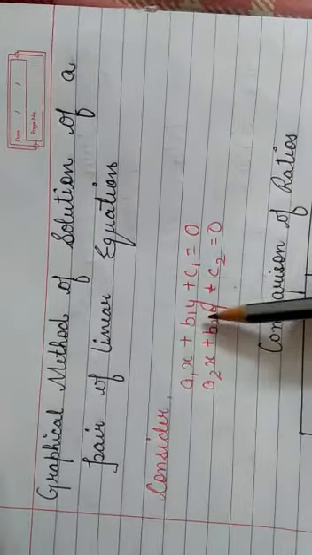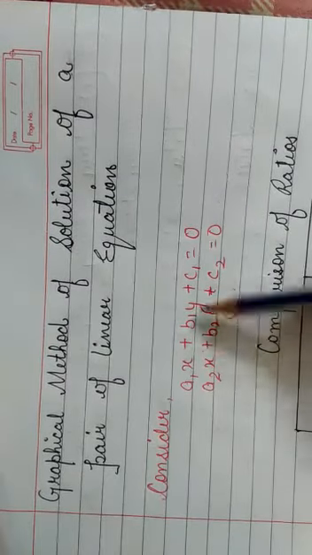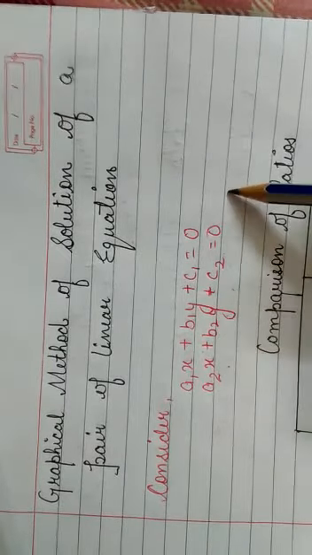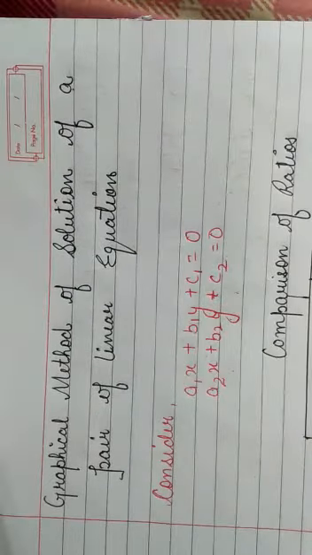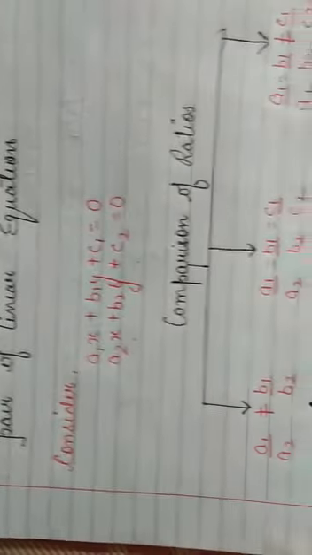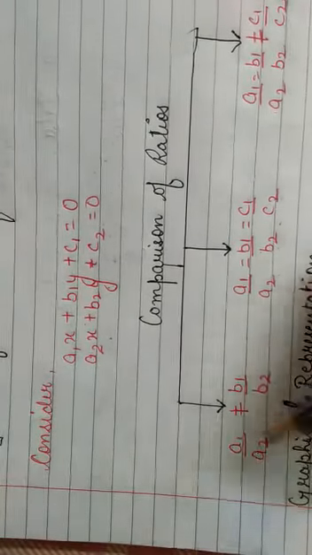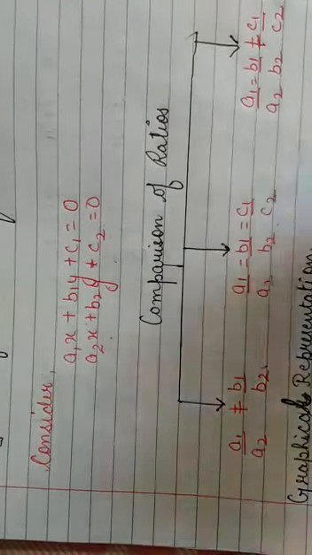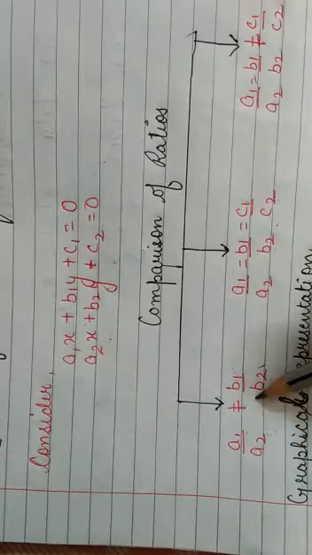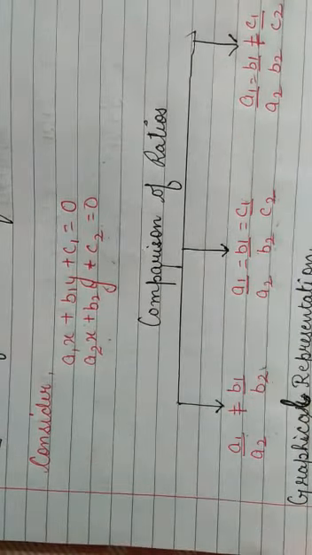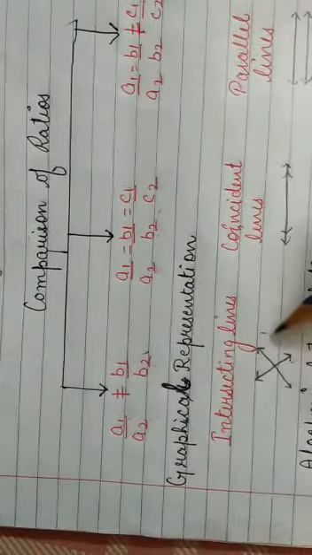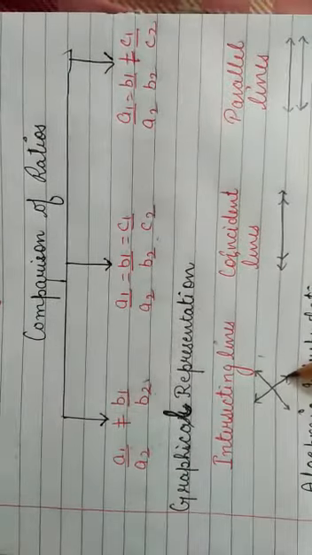Let us consider two linear equations, a1x plus b1y plus c1 equals 0, and a2x plus b2y plus c2 equals 0. What do we have to do? We have to compare the ratios of coefficients, that is a1 upon a2, b1 upon b2 and c1 upon c2. If a1 upon a2 is not equal to b1 upon b2, then the graphical representation will be intersecting lines, in this way.